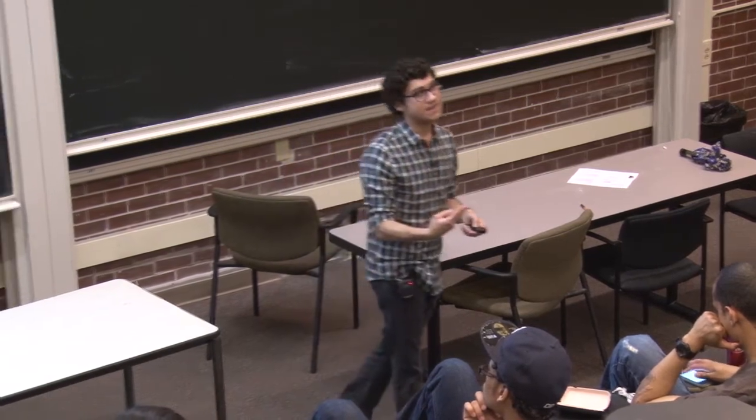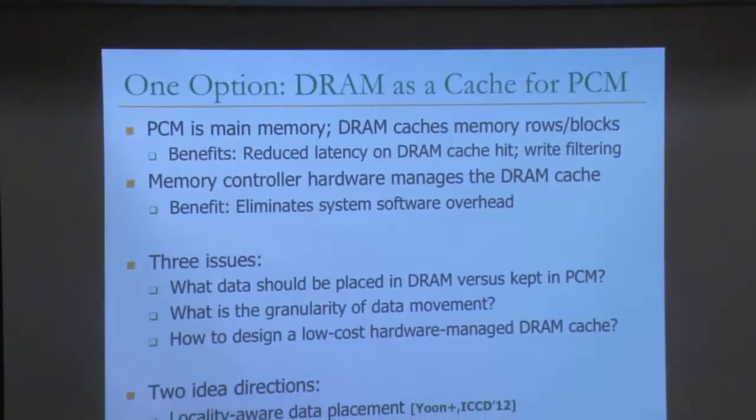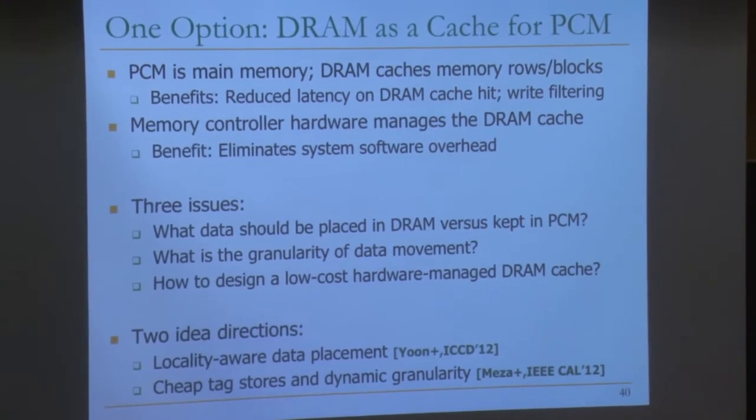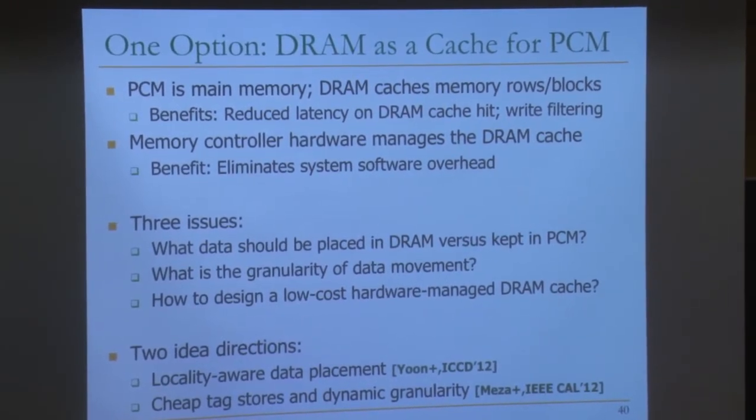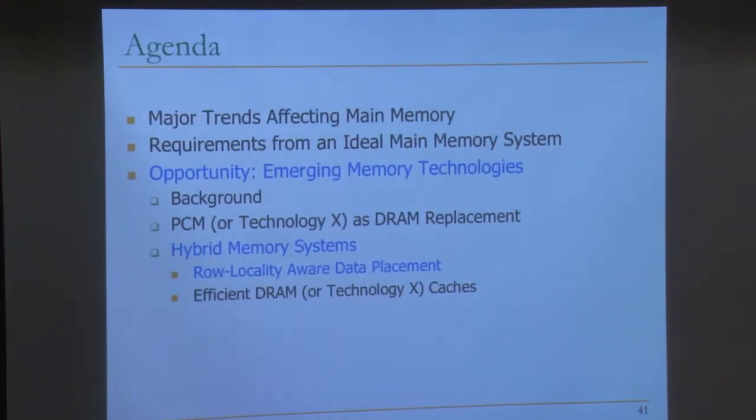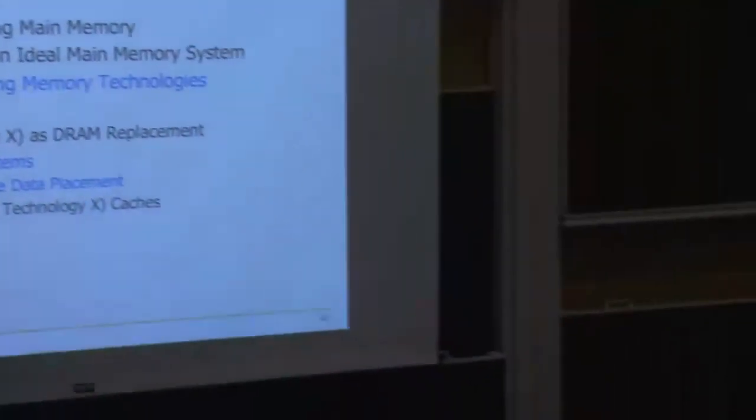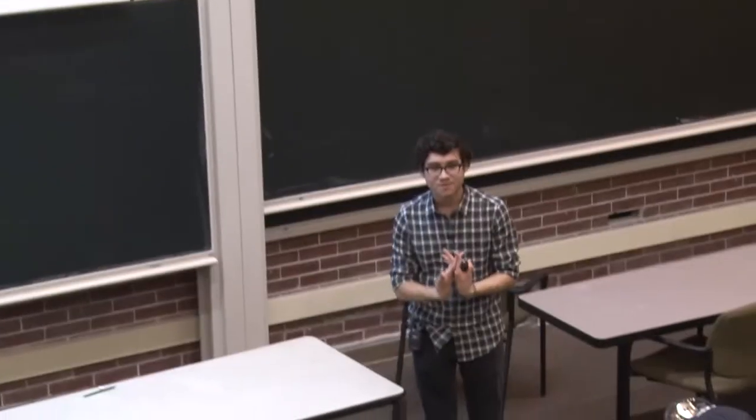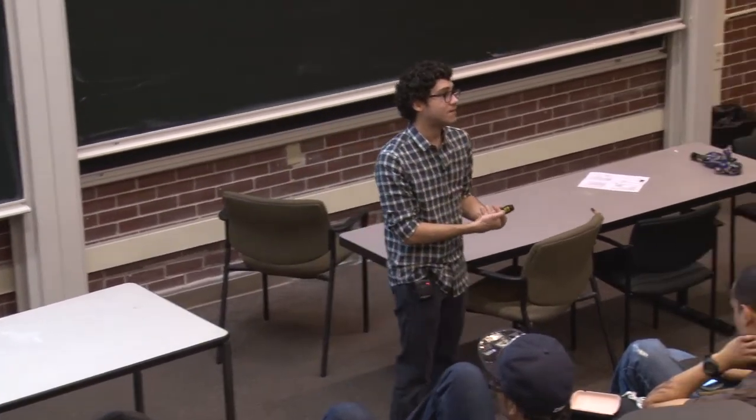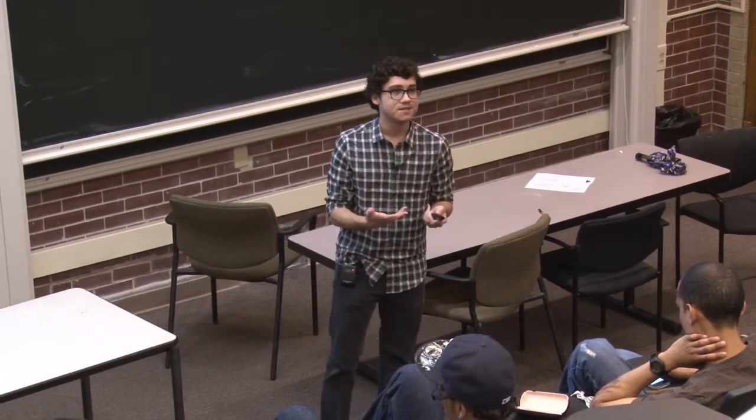So I'll go over two different idea directions that we've looked at. One is locality-aware data placement, and the other is cheap tag stores and dynamic migration granularity, dynamic movement of data between PCM and DRAM. So first, let's look at row locality-aware data placement. You guys know what row locality is by now, right? It's basically how much data is being accessed by a program from the row buffer. Row locality is good in any main memory device because the row buffer can be accessed really quickly.